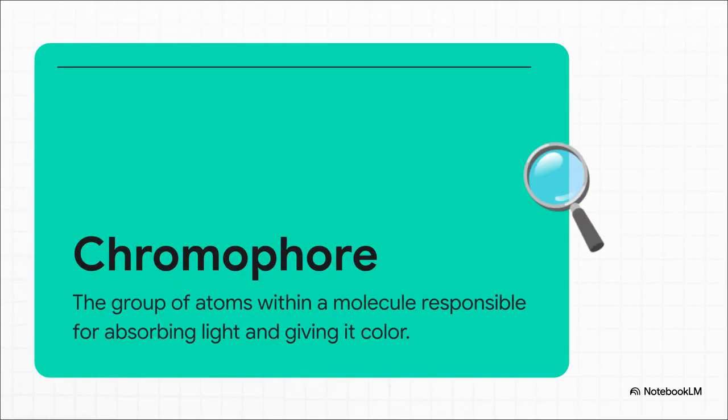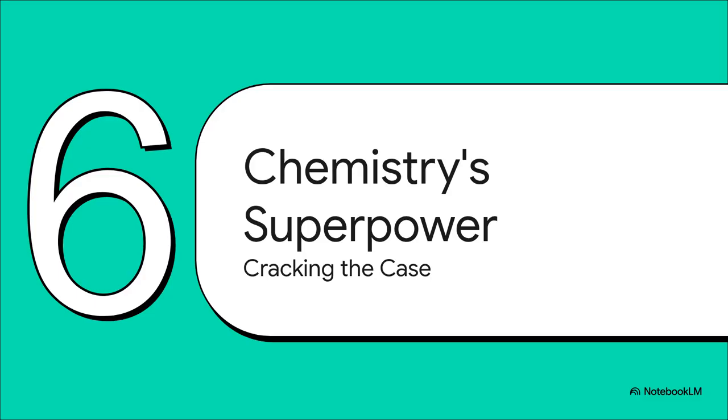And it's important to know it's not the entire molecule that's doing this light-absorbing dance. It's a specific group of atoms inside the molecule, and that part is called a chromophore. By analyzing the exact wavelengths that this chromophore is soaking up, we get yet another layer of evidence to help us identify our molecule.